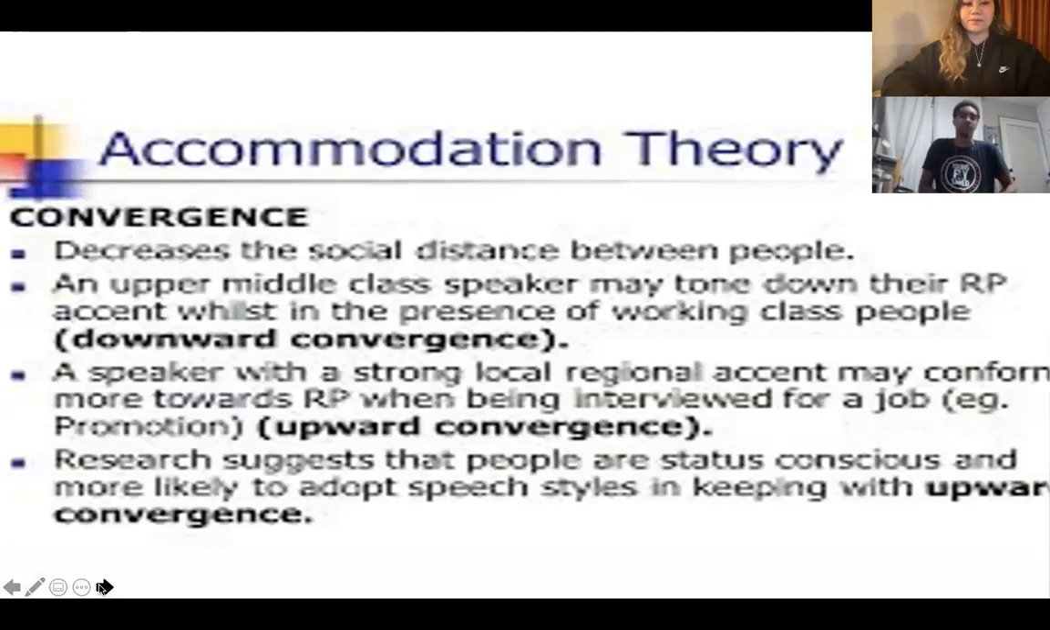So in general, the accommodation theory for convergence, it decreases the social distance between people, just like a friend would speak to a friend, or an upper middle class speaker may tone down their RP accent whilst in the presence of working class people, just so that the working class people don't really think of the upper middle class speaker as someone above them, or even that the upper middle class speaker is looking down on them while in the presence of those people.